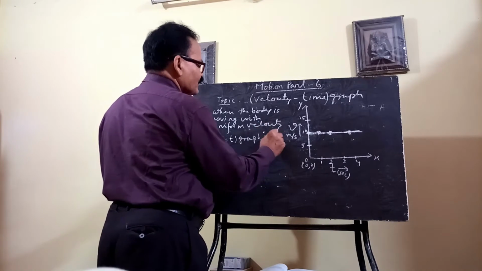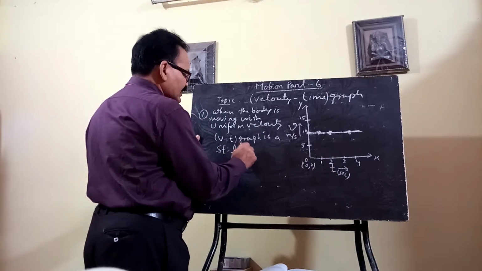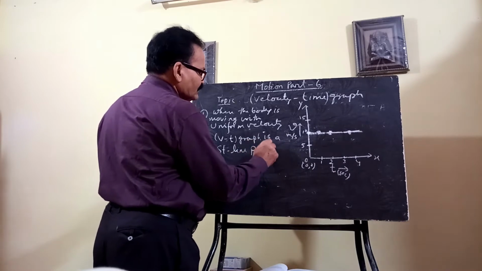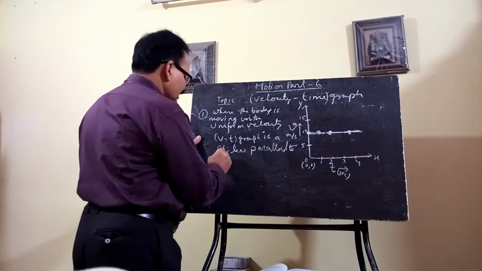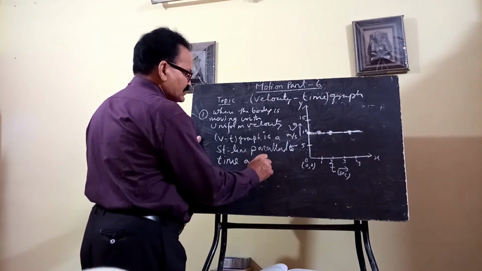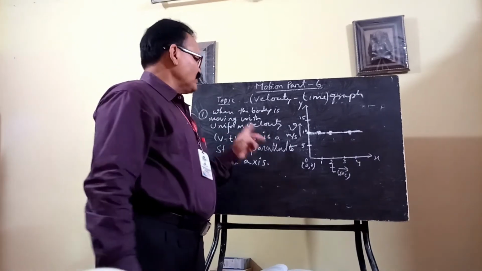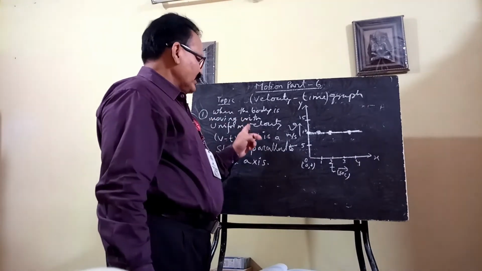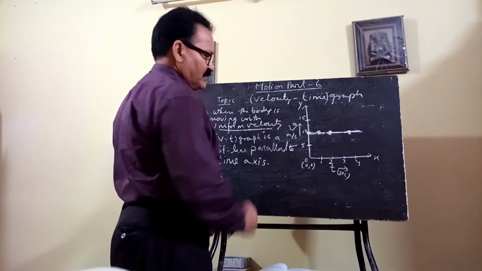So in this case, when the body is moving with uniform velocity, the velocity time graph is a straight line parallel to your time axis. This is the nature of the velocity time graph when the body is moving with uniform velocity.